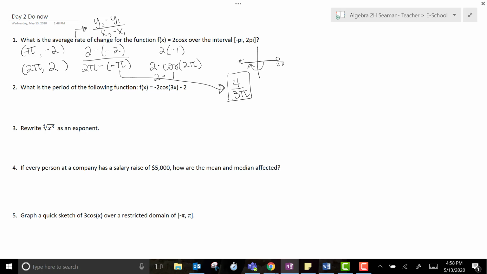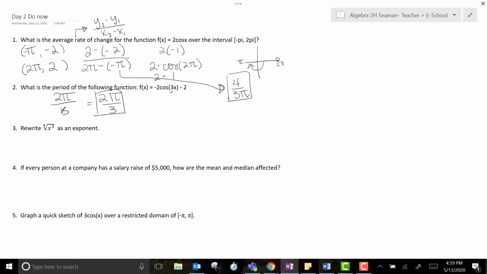Number 2, what is the period of the following function? I know that period is 2 pi divided by that b value. In this case, b is 3, so I'm just going to say 2 pi divided by 3, box it and let it go.